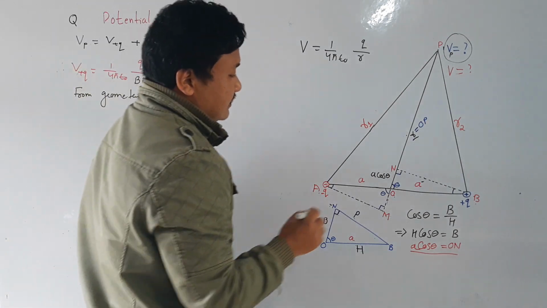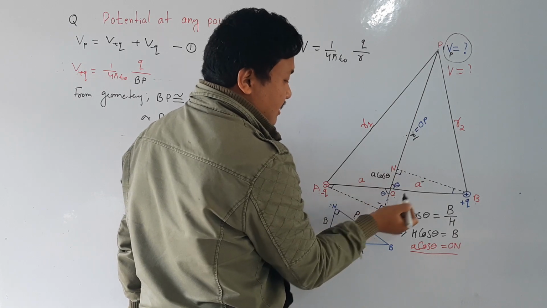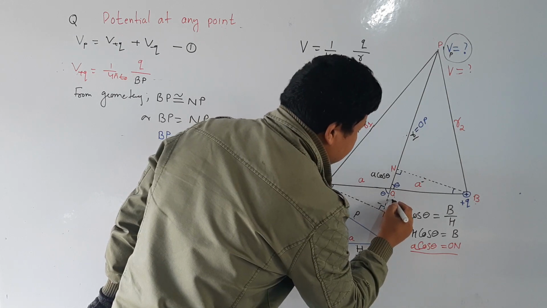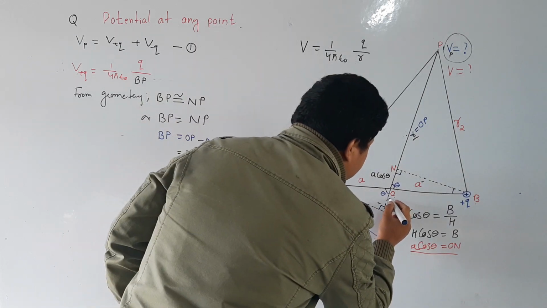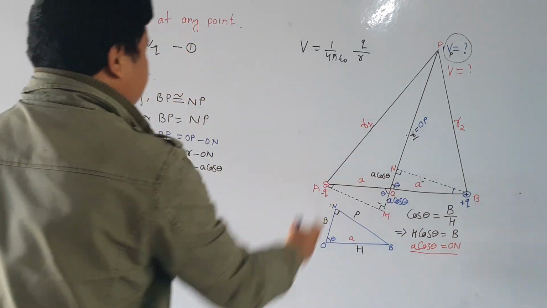Now see, this is 90 degree, this is also 90 degree, this is theta, this is also theta. Then ON will be equal to ON. So how much will this be? This will also become A cos theta. Okay, similar to that one.